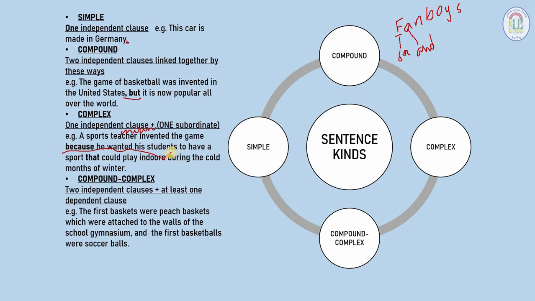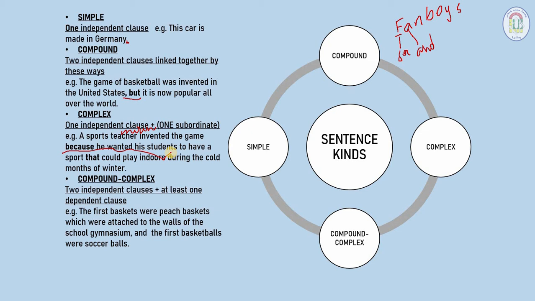We move now to the compound complex sentences. The compound complex is normally a combination between compound sentences and complex sentences. The compound sentences are two independent clauses plus at least one dependent clause. So here we can say it is compound and it is complex. So at least we have two independent clauses in this case. Otherwise we cannot call them compound complex.